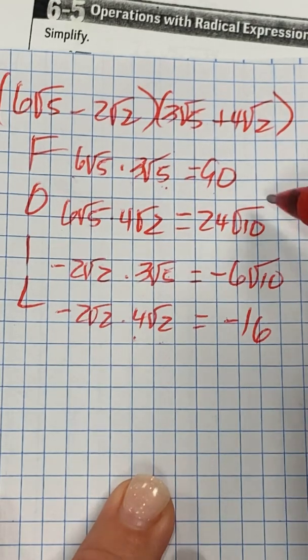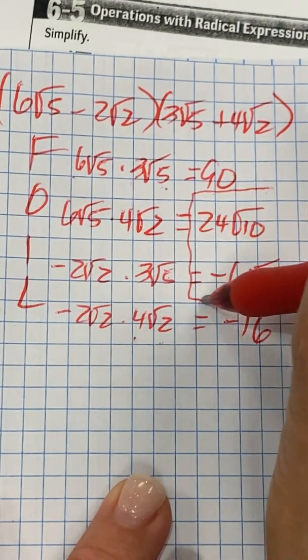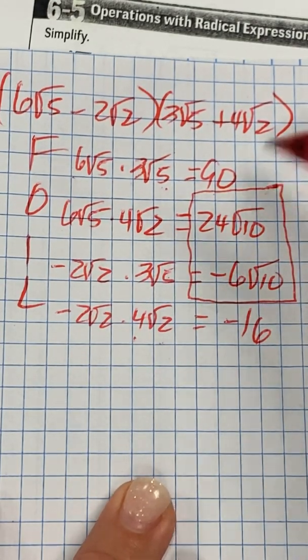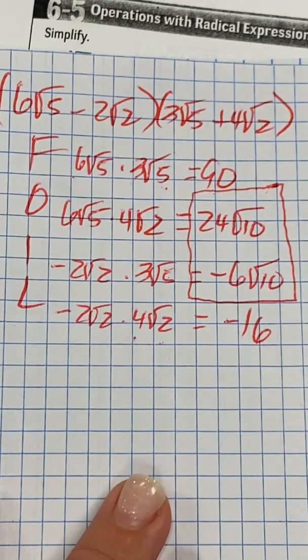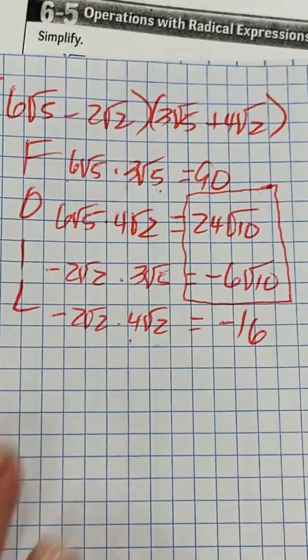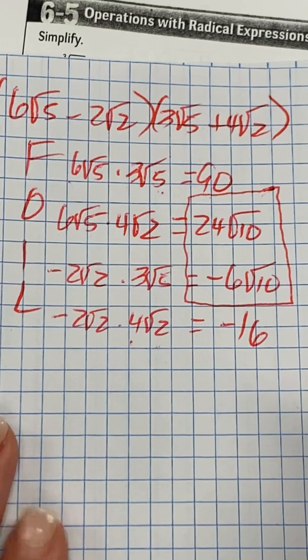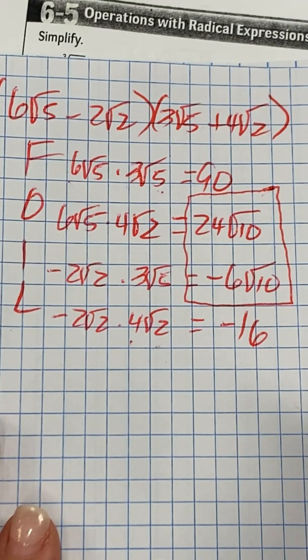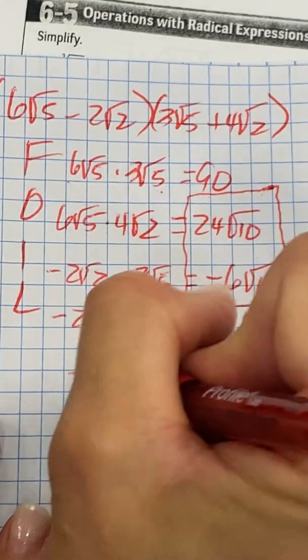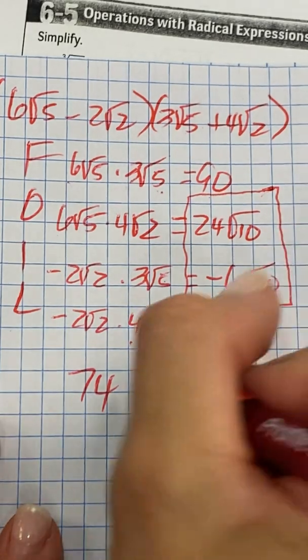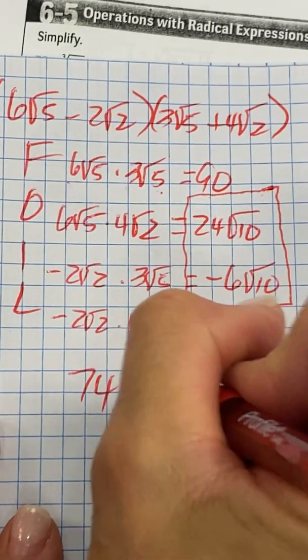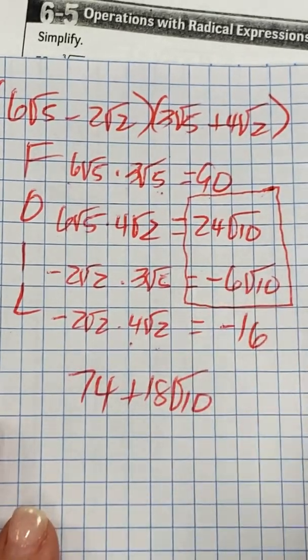Okay, look here, guys. Do I have like terms in my FOIL? Yes, I always do. And then these are going to be like terms. So all together, I should have 70 plus 18 square roots of 10.